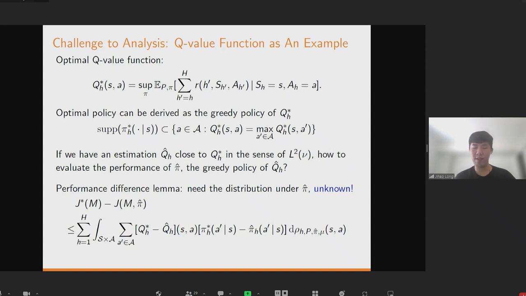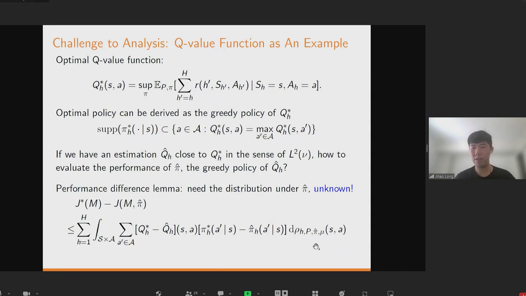Now, if we have an estimate hat Q of Q star, so that the L2 distance is small under a given distribution rho, then what about the performance of the greedy policy of hat Q? We can use the famous performance difference lemma as follows. The difference between Q star and hat Q is assumed to be small under the distribution rho, and the difference between pi star and hat pi can be bounded by one.